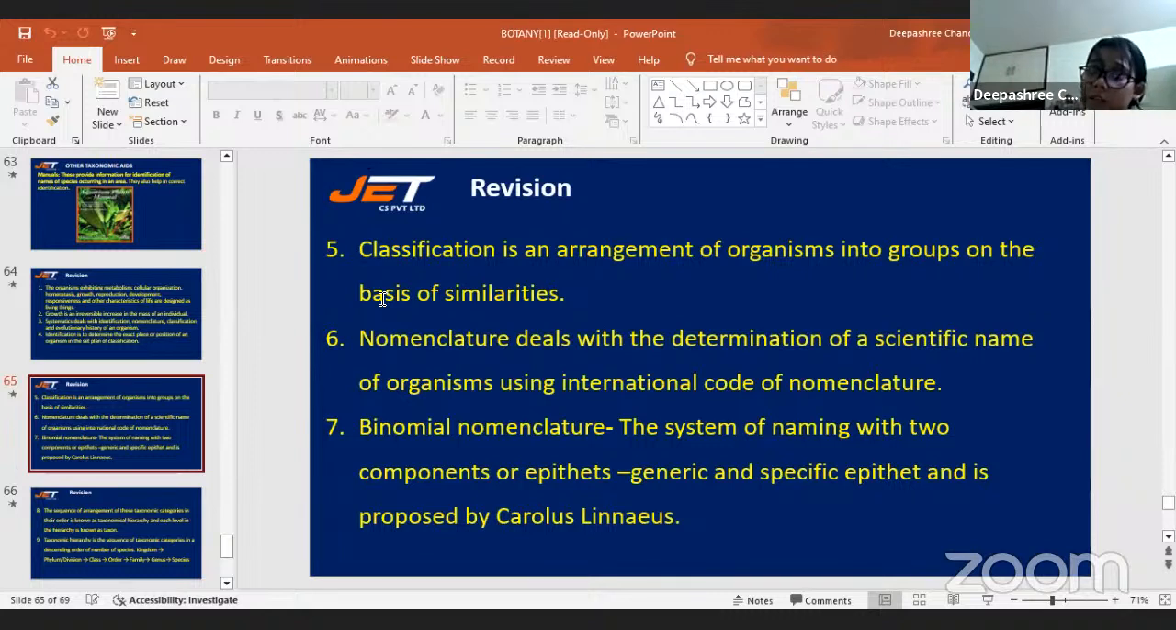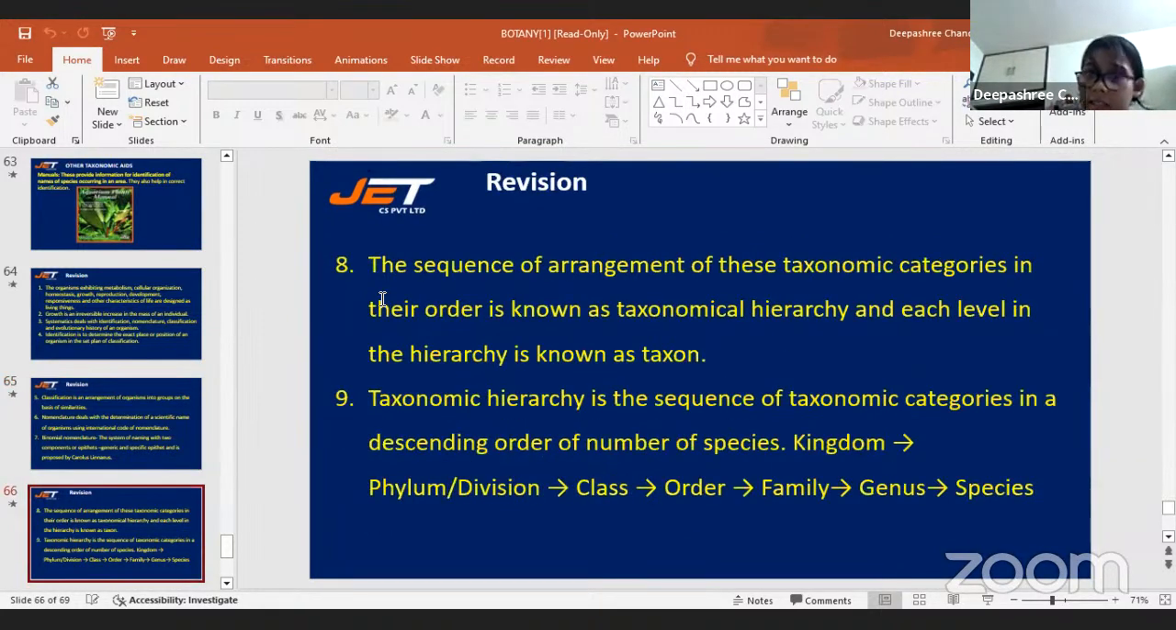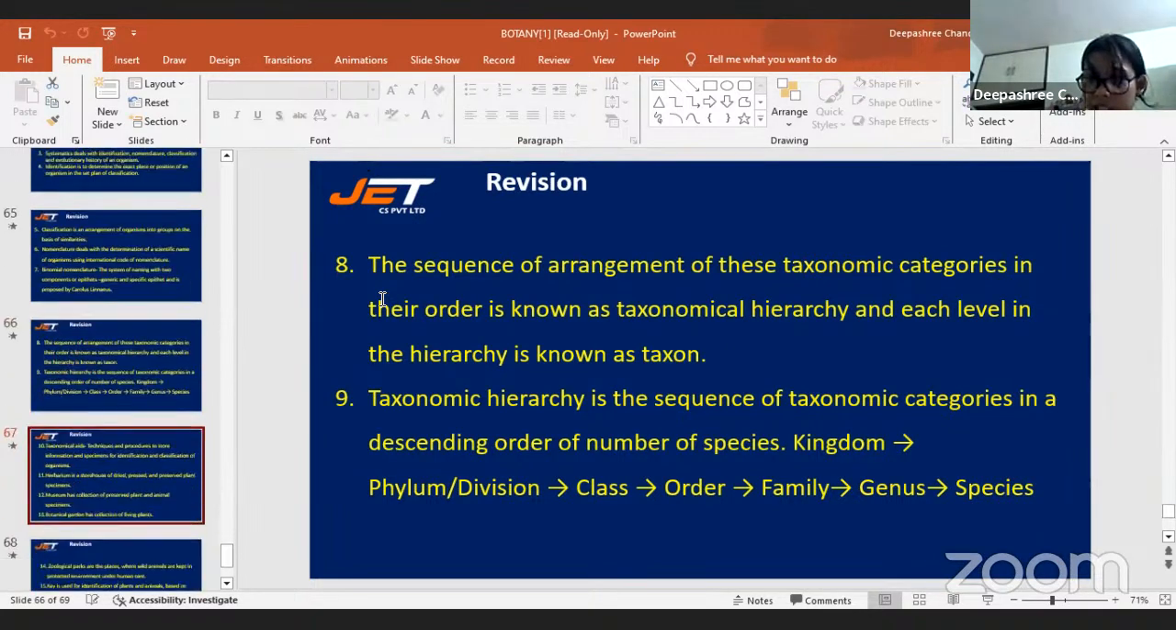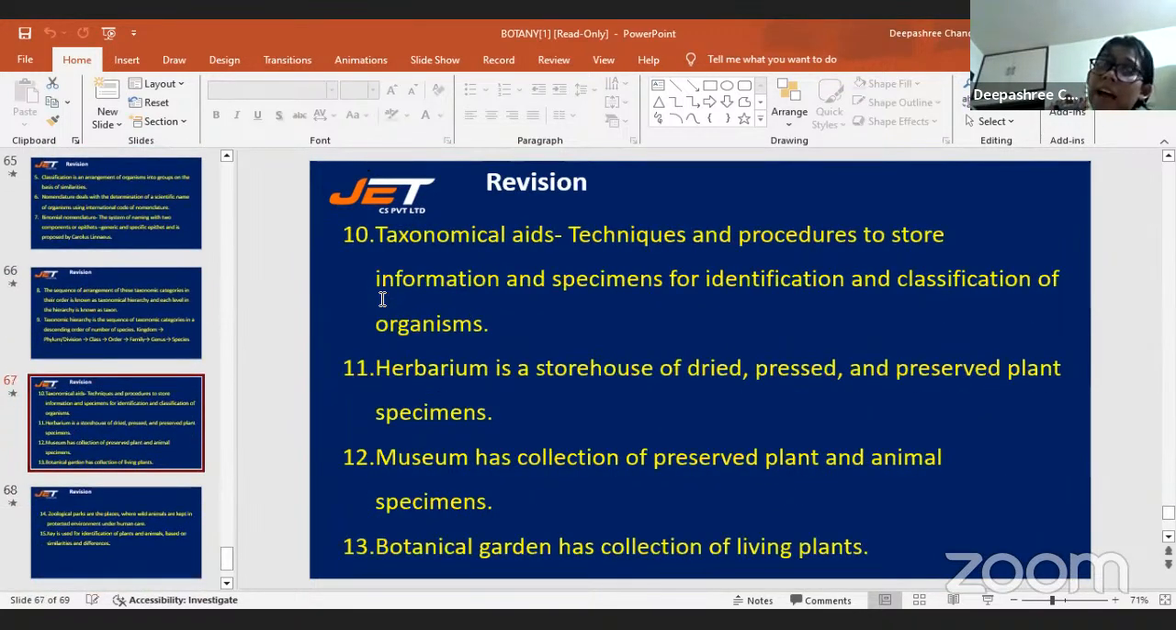Next, classification we have learned, nomenclature we have learned, binomial nomenclature we have learned. Binomial nomenclature was proposed by Linnaeus. Then we have learned about the taxon and the taxonomic categories, which are phylum, division, class, order, family, genus, species. And we have learned about different taxonomical aids, among them herbarium, museum, botanical gardens, zoological parks are the most important. And lastly, we have learned about key.